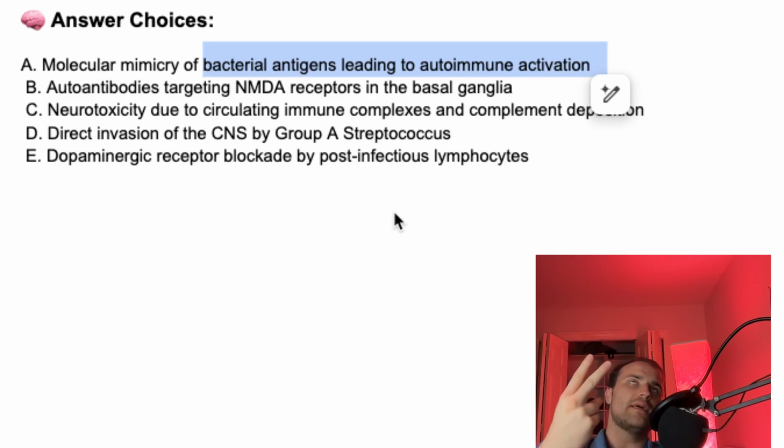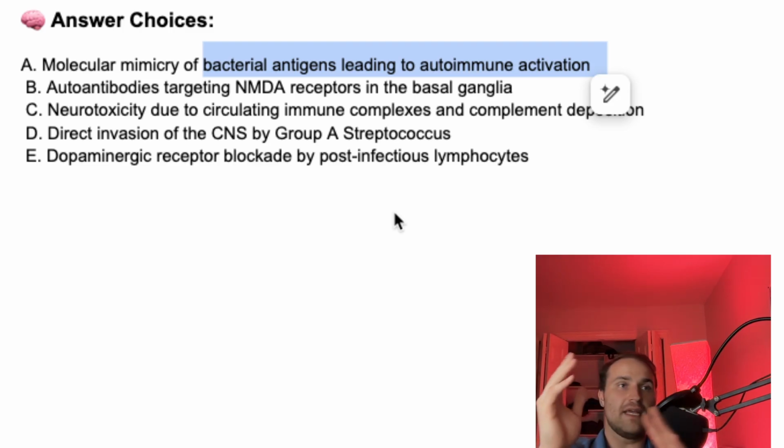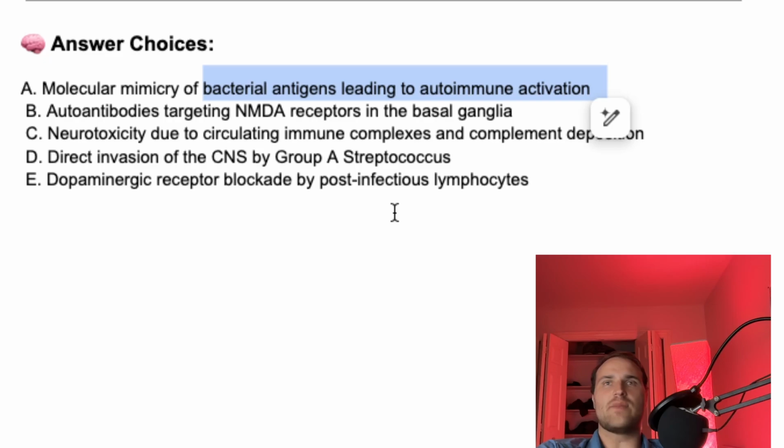It's a type 2 hypersensitivity reaction, where antibody-mediated cytotoxicity leads to inflammation of multiple organs. In the CNS, you get cross-reactive antibodies that disrupt neurotransmitter regulation, affecting the dopaminergic pathways in the basal ganglia, causing choreiform movements and emotional instability. So that's what's happening in this patient.